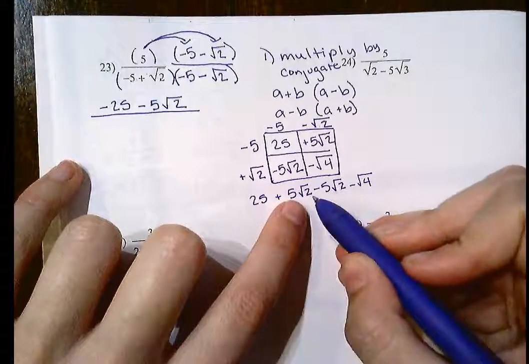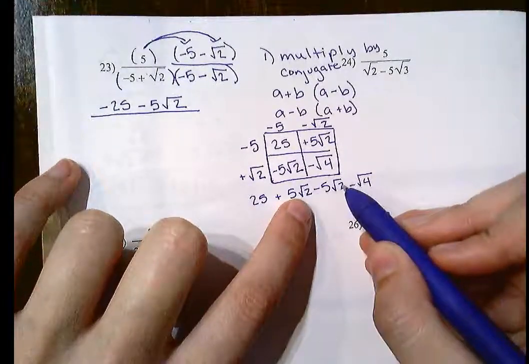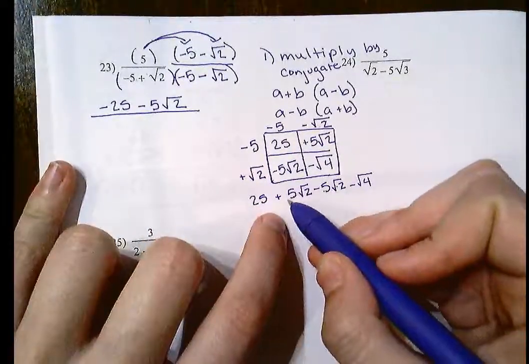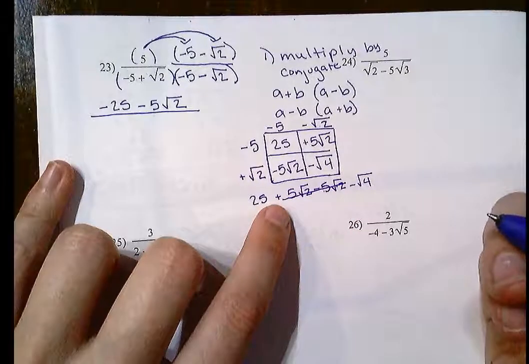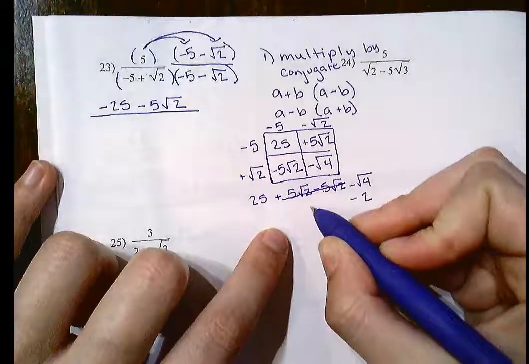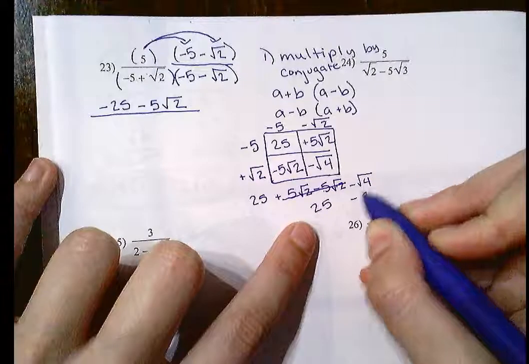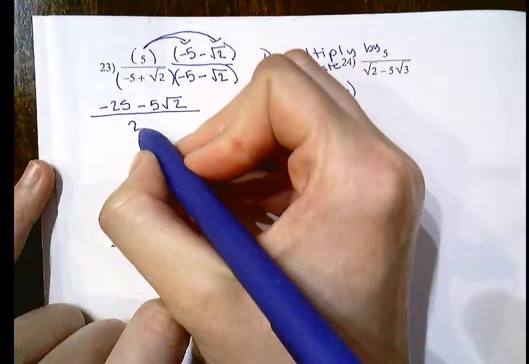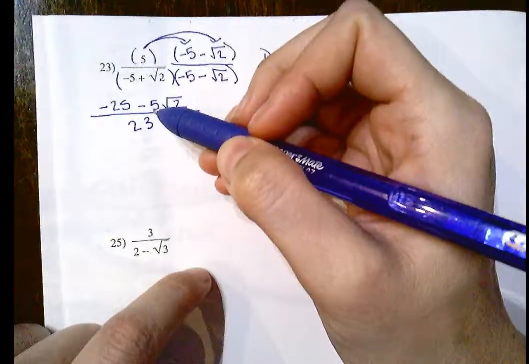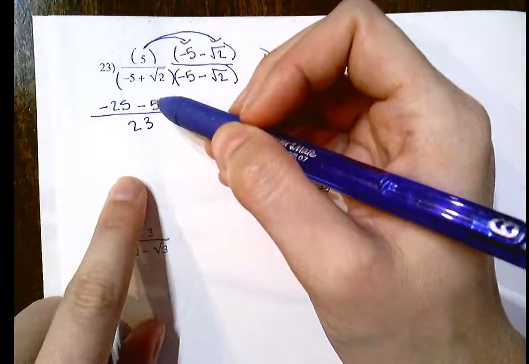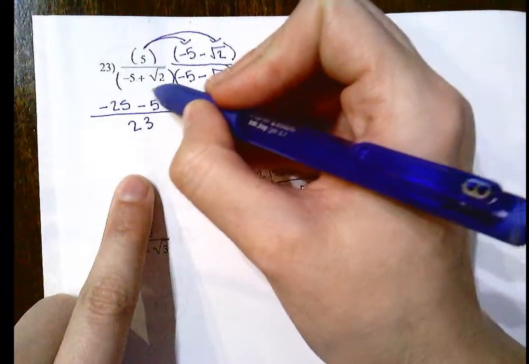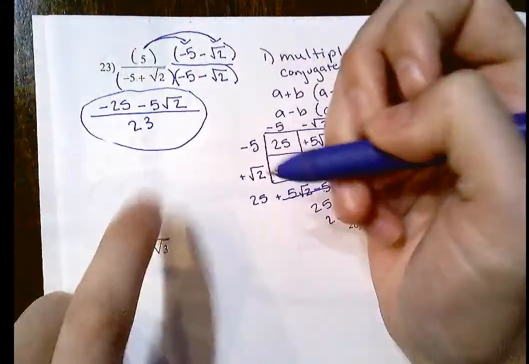These are similar terms, they're like terms. Square root 2, square root 2, so you can combine them. And when you combine them, positive 5 minus 5, they equal 0, so they cancel out. And now the square root of 4 is 2. So I have 25 minus 2 from here, which is 23. Now from here, if there's any reducing that needs to happen, if they were all even numbers, for example, then you would reduce. But 23 is prime, so there's not going to be any reducing fractions in this example.